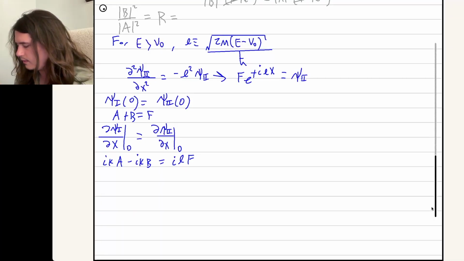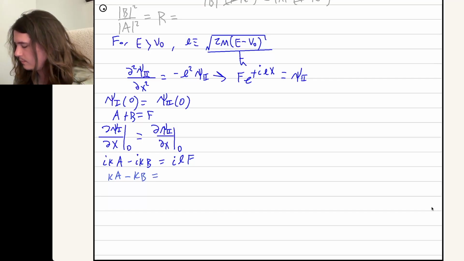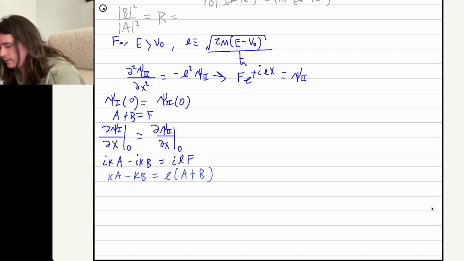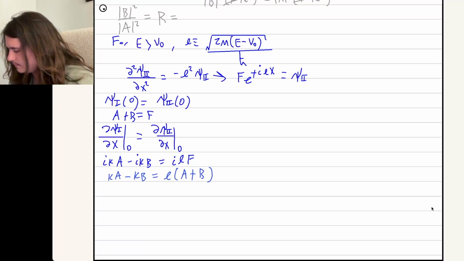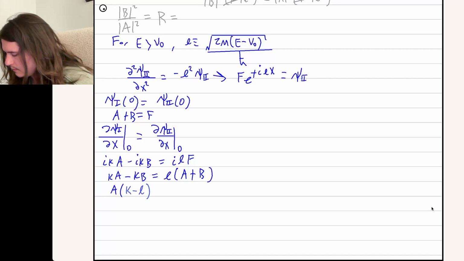We can cancel out the i's, so we have less imaginary stuff to work with, and then we'll put in what we just got for F from the first boundary condition. And now, putting all the stuff which depends on A on the left side, we have k minus l, and all the stuff which depends on B on the right side, so we have k plus l.